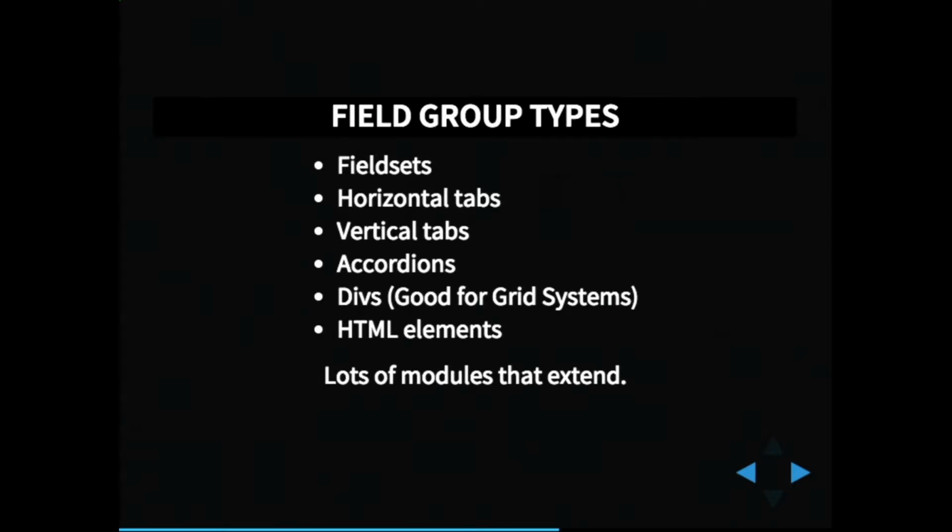Field Group gives you field sets, horizontal tabs, vertical tabs, accordions, divs on which you can add your own classes, and HTML elements. And then there are a lot of other modules that extend it. I use divs a lot for the Bootstrap grid system. So I can add a div and that's a row, and then add a div and this is my body, and add another div in that row and it's a sidebar over here. So this gives me the ability to rearrange content not only on the main website, but for the content administrators also.